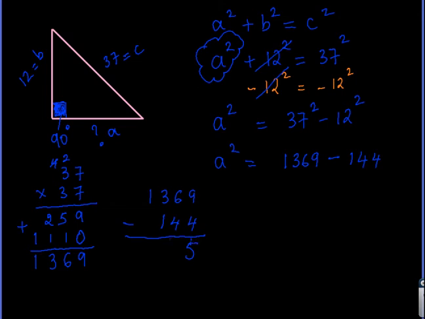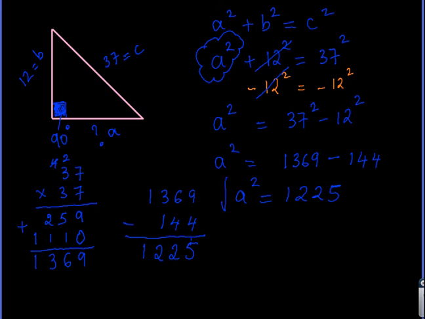6 take away 4, that's equal to 2. 3 take away 1 is 2, and then I've got 1. So I've got a squared is equal to 1225. Okay, now we're at the stage where we have to take the square roots on both sides.